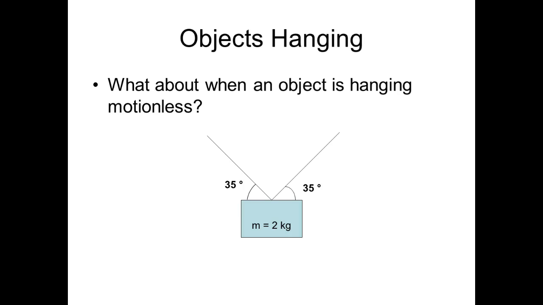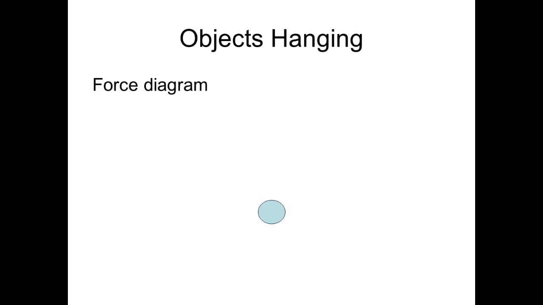Here we have an object of 2 kilograms mass that's being suspended by 2 ropes. The ropes make a 35-degree angle with the object. In a case like this, always start with a force diagram. So there's my object. Gravity is always present. We had 2 kilogram mass, so 9.8 times 2 gives me 19.6 newtons.